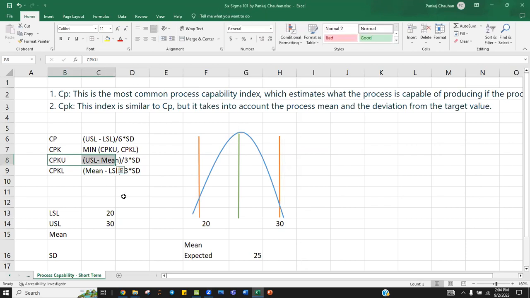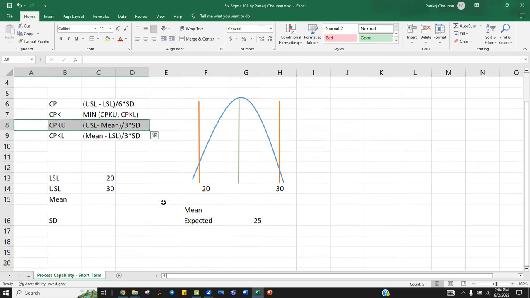If higher is better, calculate the probability on the lower side of a specification. If lower is better, calculate the probability on the upper side of a specification. I hope basic fundamentals are clear. Now let's put the data into the formula.